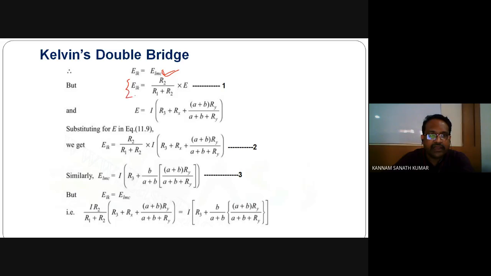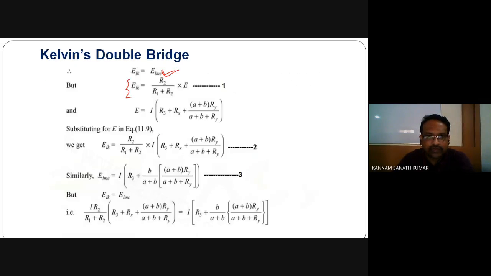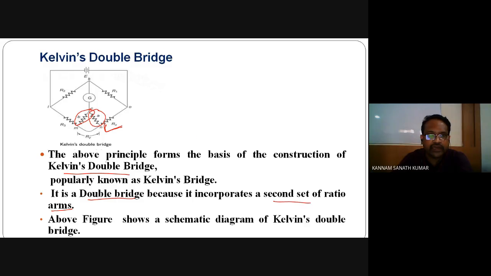But what is ELK? By using voltage division, you can write ELK as the total voltage E into this branch resistance, R2, divided by the total resistance. What is the total resistance? R1 plus R2. So ELK you can write like this.